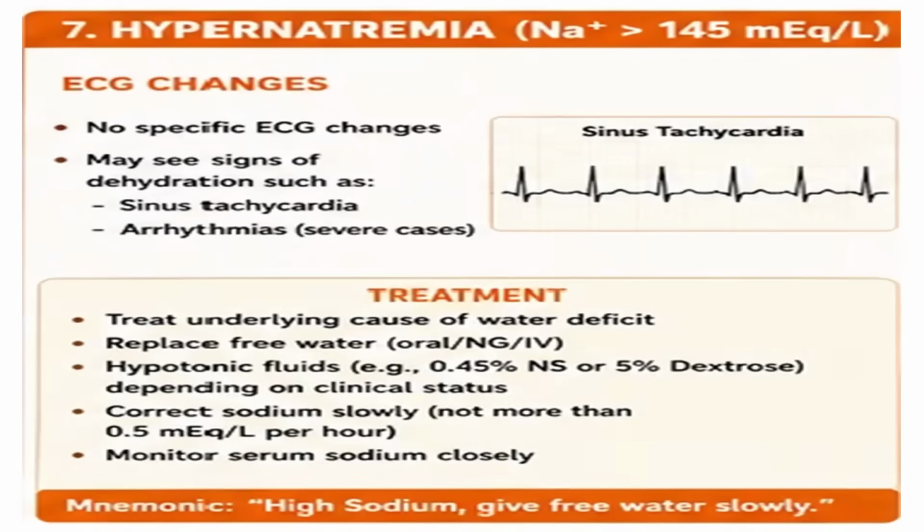Unlike potassium or calcium disorders, hypernatremia has no specific ECG findings. Patients often develop sinus tachycardia due to dehydration. Severe hypernatremia may result in non-specific arrhythmias, and treatment focuses on correcting the water deficit. Free water replacement can be given orally or intravenously using hypotonic fluids such as 0.45% saline or dextrose solutions. Sodium correction must be slow because rapid changes may cause cerebral edema.